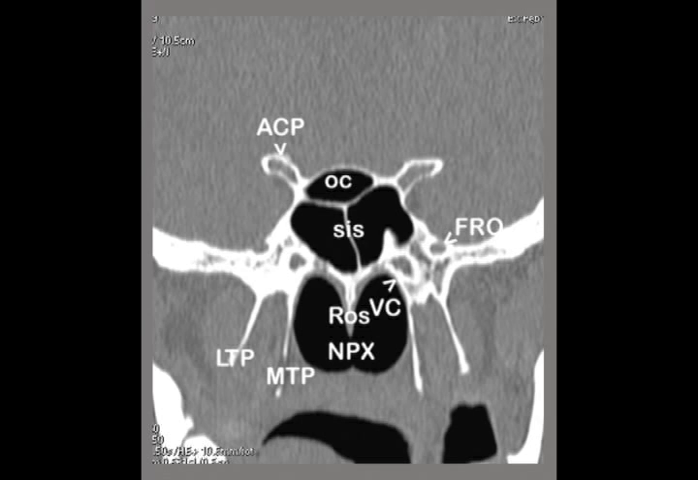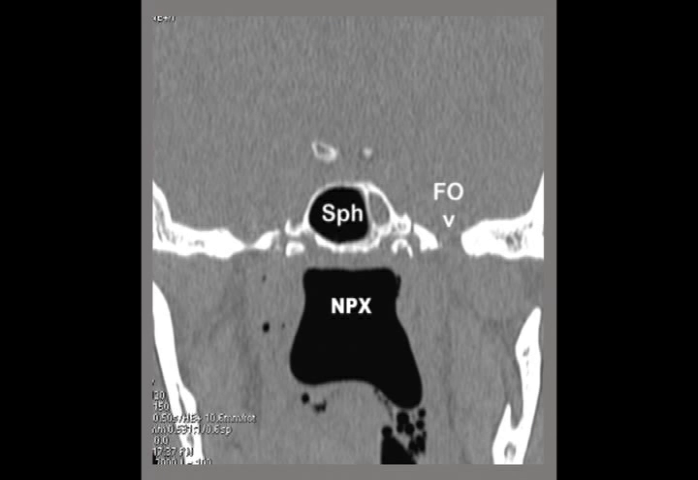You can see the rostrum of the sphenoid bone, the lateral and the medial pterygoid plates marked LTP and MTP, and the nasopharynx. Now this is the posterior most cut you have to look for, the right dominant sphenoid SPH, and you can look at the foramen ovale FO and the nasopharynx. If you see some bubbles like this, it is a CT scan in a cadaver. So you should always think about it. So that's how you read the CT scan for anatomy.